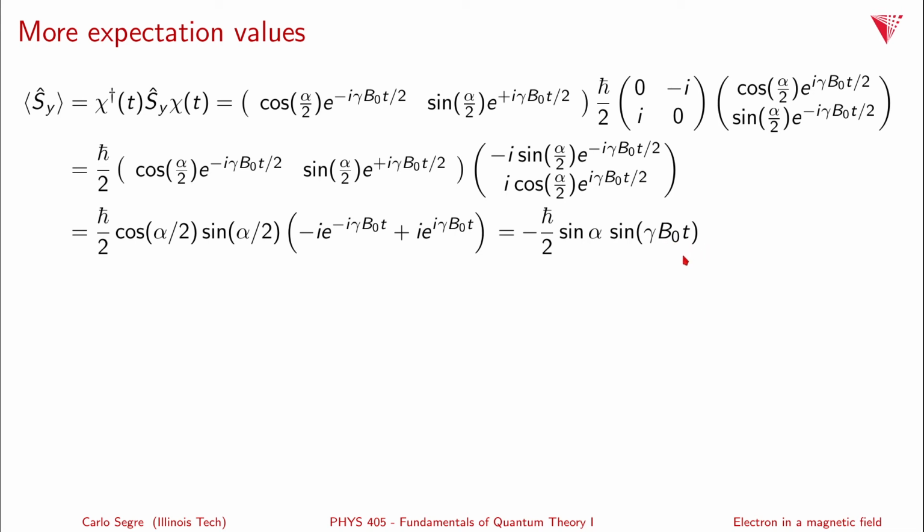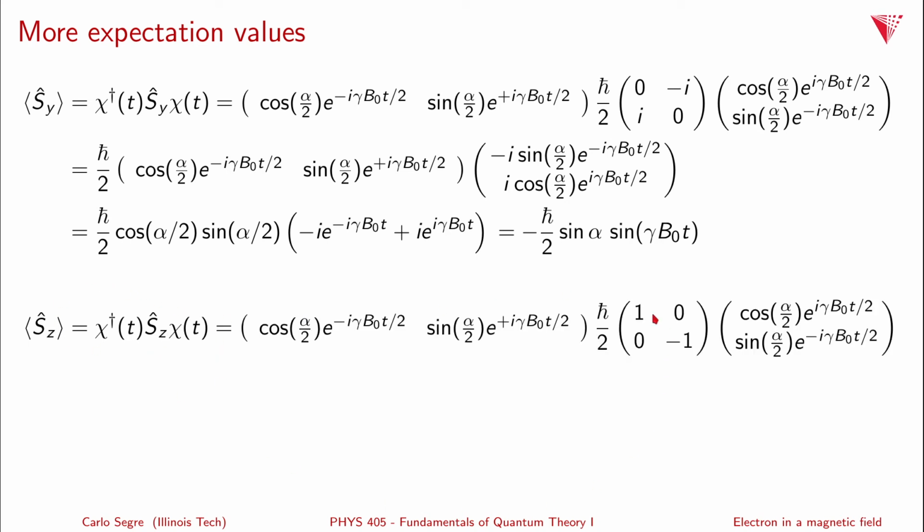So we have now the expectation value of s of x. We have the expectation value of s sub y. Now we have to take the expectation value of s sub z. So we do the same thing, but now we put the s sub z matrix in, which is h bar over 2 times 1, 0, 0, minus 1. Now this is a little bit more straightforward because this will not flip any of the elements of this vector. It would just multiply the top one by 1 and the bottom one by minus 1.